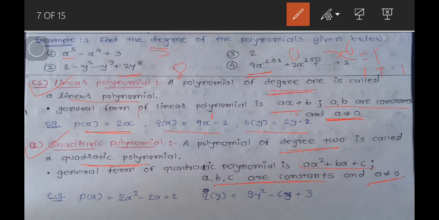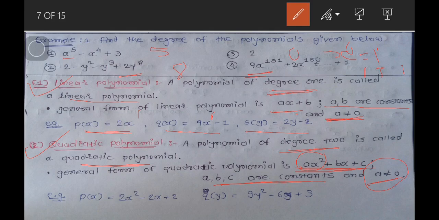If here we put 0 as a, then it vanishes the first term of the polynomial, and what remains is bx plus c. It is the form of a linear polynomial, so we cannot say that the given form is a quadratic polynomial. So we have to note that a is never 0.